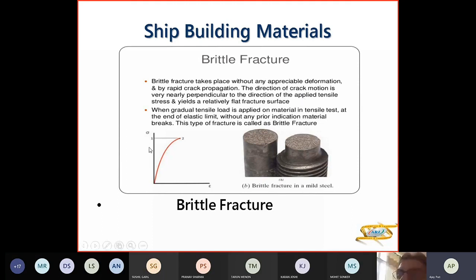So this is your stress and this is your strain. Epsilon is your strain and sigma is your stress. So when a gradual tensile load is applied on a material in a tensile test, that means you're pulling it, at the end of your elastic limit, without prior indication, the material will break, and that is known as brittle fracture.